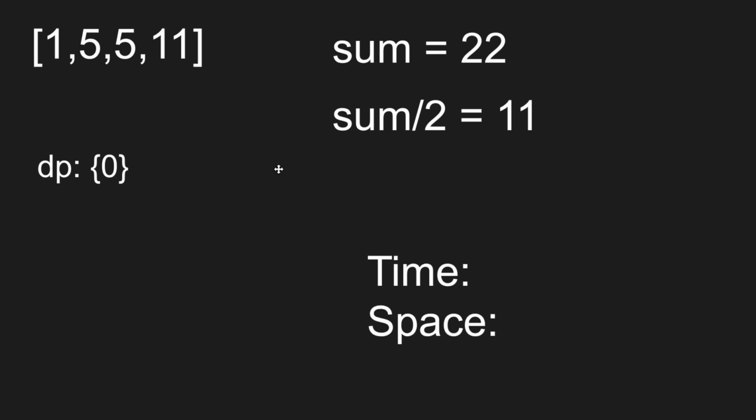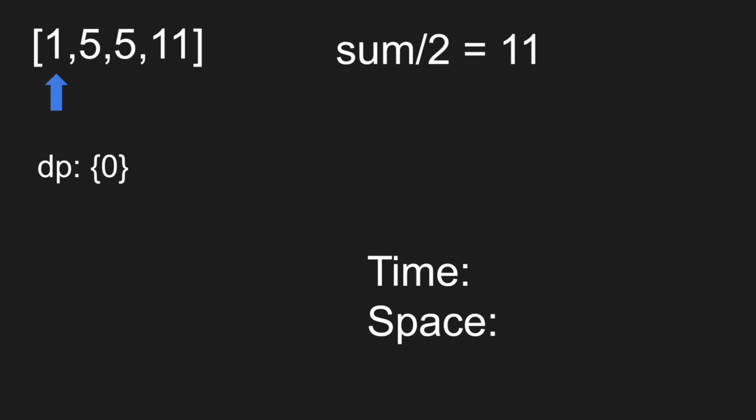However, if we can divide the sum by 2 and the quotient does not have any remainder, then we can continue. What we can do is initialize a DP set with 0 in it, and then we will iterate through each element. At each element, we will add the current element to every element inside the DP set. And if we can add a number that does equal our target, which is 11 for this example, then we can return true. If we cannot find one by the end of all iterations, then we can return false.